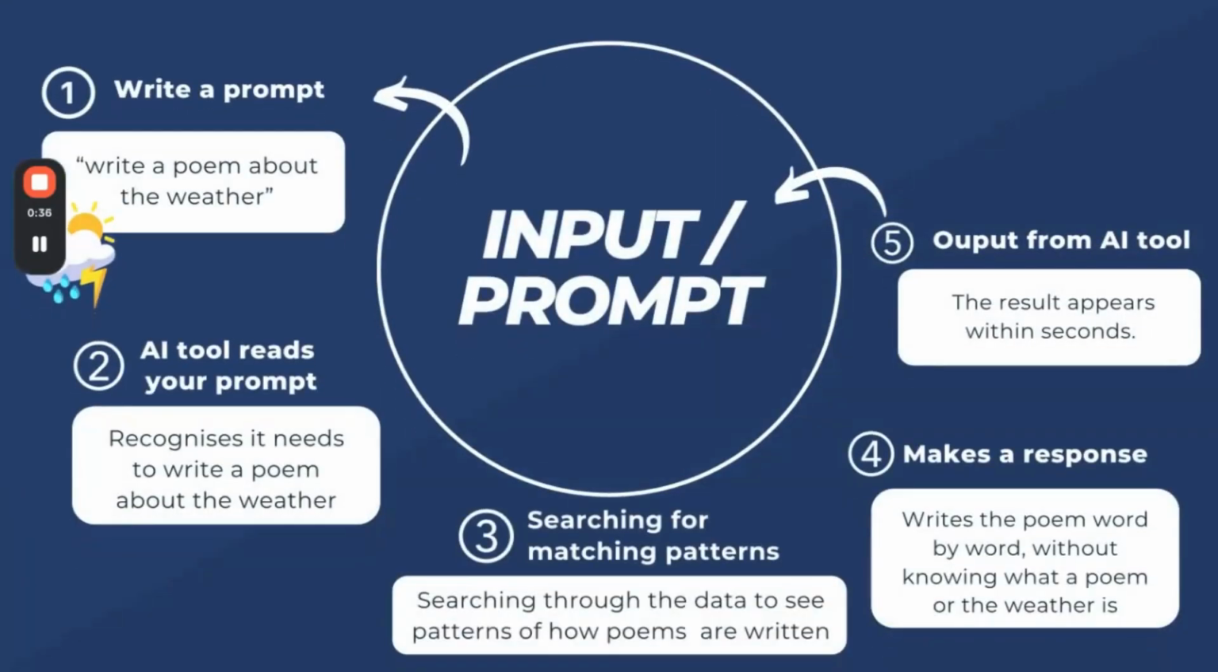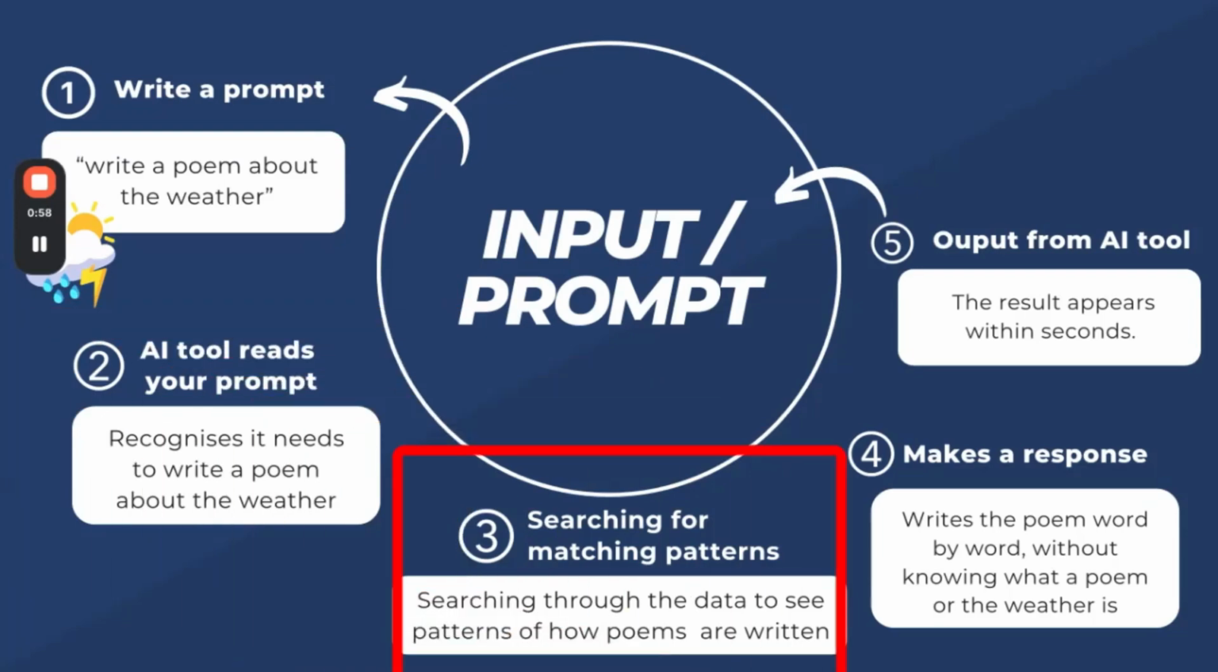So how does this generative AI actually work? It starts with an input from the user. This is done by typing a message or instruction, similar to typing a question into a search engine. This is called a prompt. An example of a prompt could be, write a poem about the weather. The AI tool scans the prompt and recognizes that you wanted to write a poem and the topic is weather.